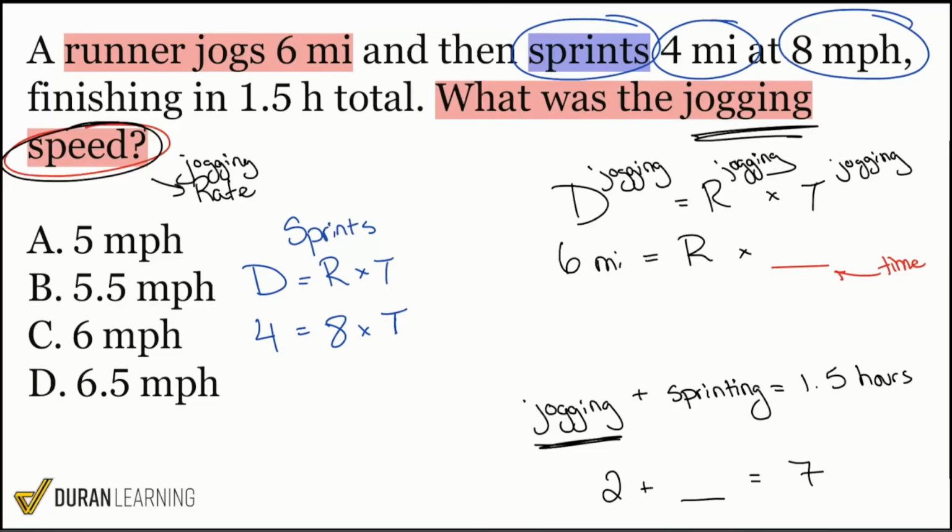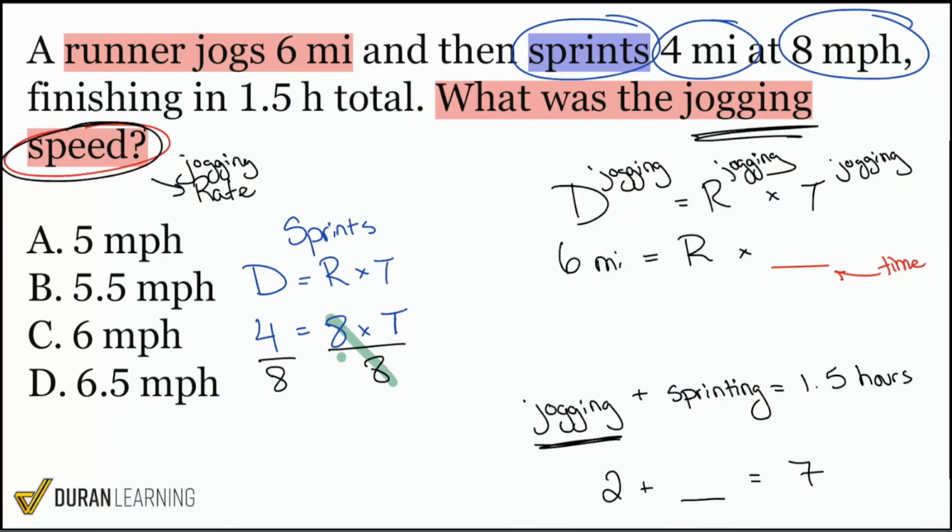From here, everyone, to get the time by itself, what operation are we going to commit to? Division. Absolutely. So let's divide both sides by 8, canceling out on the right side. And we're going to have 4 divided by 8. That is half. That is 0.5.